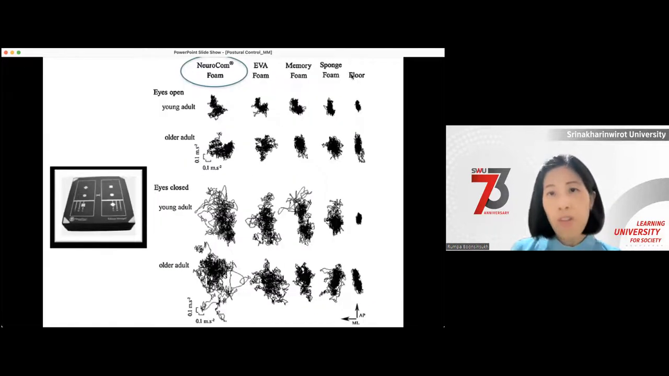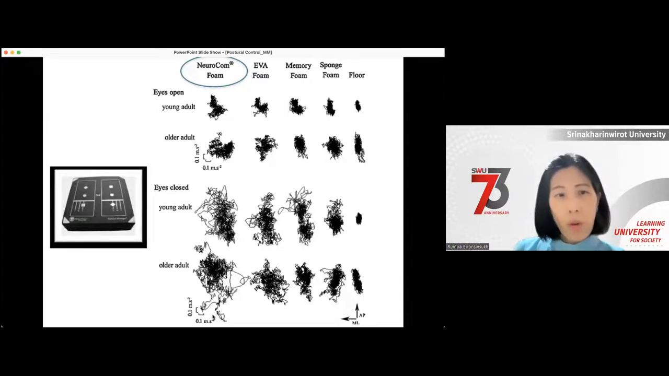So we tested different types of foam. We have NeuroCom foam, EVA foam, memory foam, sponge foam, and floor. Okay, and we measured the acceleration of the body during standing. You can see that this is the acceleration of the body when standing on the floor. The movement of the acceleration is not a lot, so it doesn't trigger a lot of postural control when standing on the floor as the control situation. But the NeuroCom foam triggers a lot of acceleration here.